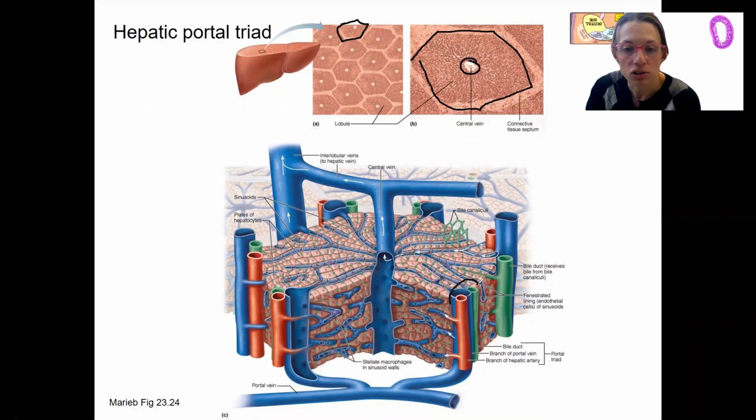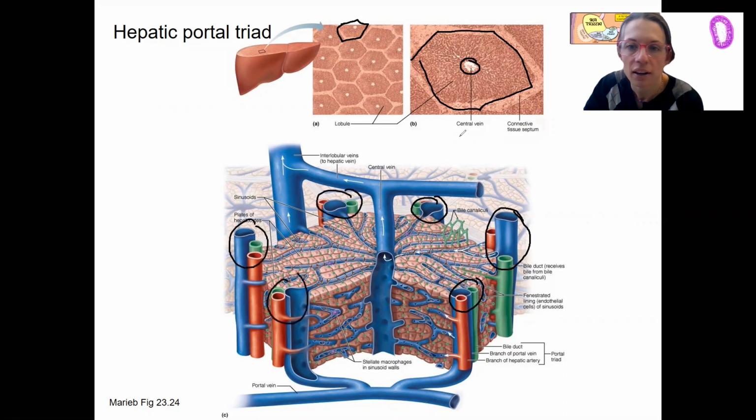And these surrounding structures on the outside here, these are the triads. So triad is like three, right? You can't see them on this picture, but they're out here somewhere. Central vein, we'll come back to. So these triads, here's one of them labeled.